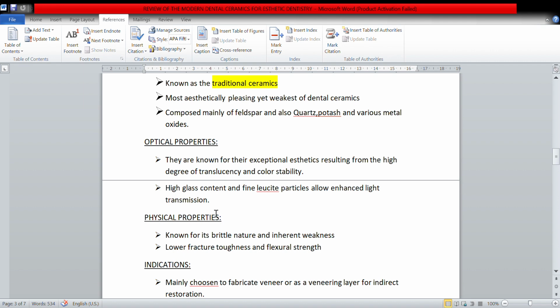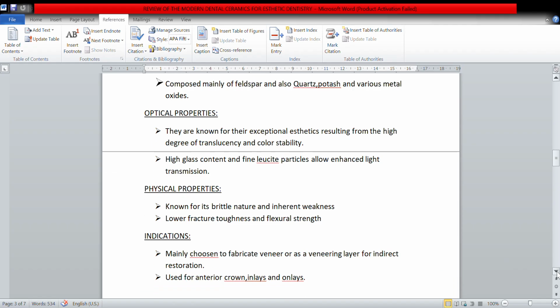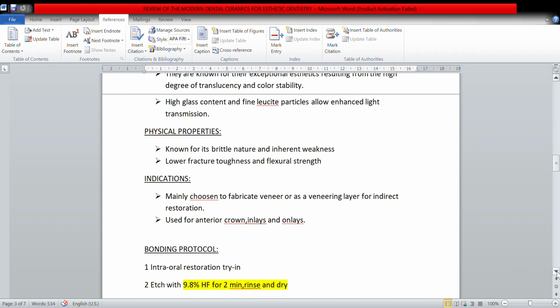Physical properties: they are known for their brittle nature and inherent weakness. They have low fracture toughness and flexural strength. Where are they indicated? They are mainly chosen to fabricate veneers or as a veneering layer for indirect restorations. Second, they are used for anterior crowns, inlays, onlays, nothing else.